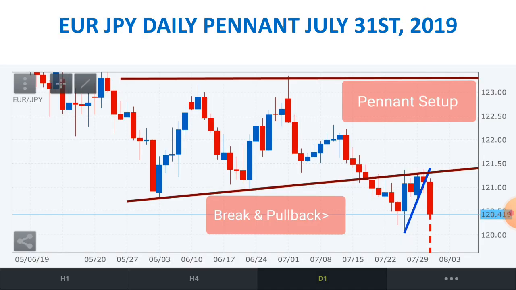Now here you can see the setup on the daily chart of the Euro Japanese yen, where the market was breaking out of this consolidation setup that took the form of a pennant. The market was continuing the breakout from this setup, following the initial breakout and the pullback that tested the broken support boundary, which led to this U-turn and a strong evening star that indicated the continuation of the bearish breakout.